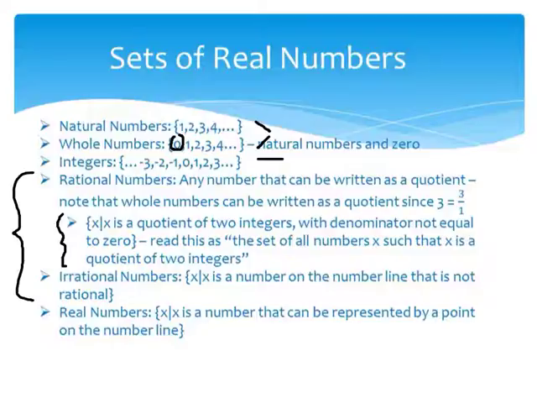So an irrational number can't be written as a fraction. So for example, the square root of 2 would be an irrational number, or the number pi is an irrational number. And then real numbers is the set of all numbers x, such that x can be represented by a point on the number line. So the real numbers are the most general of all the numbers.